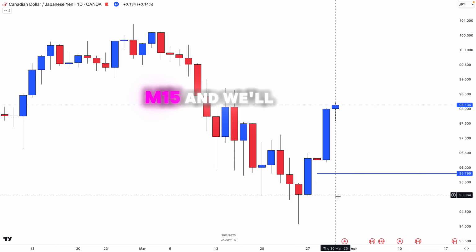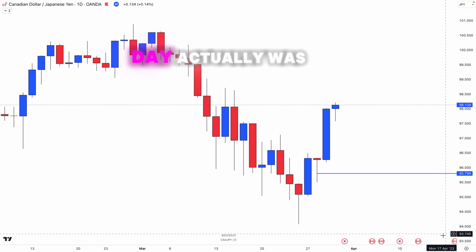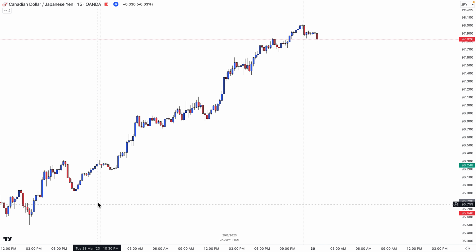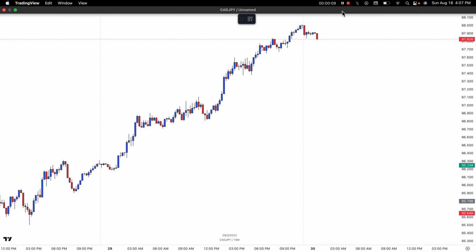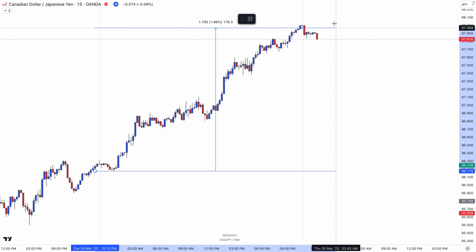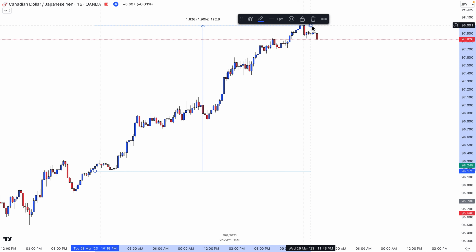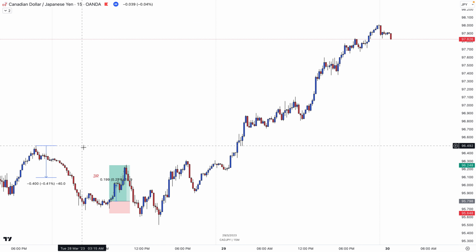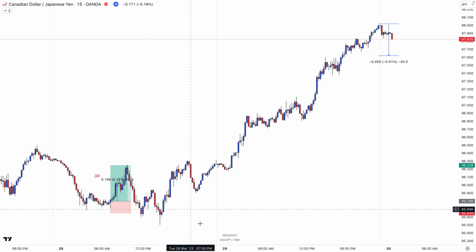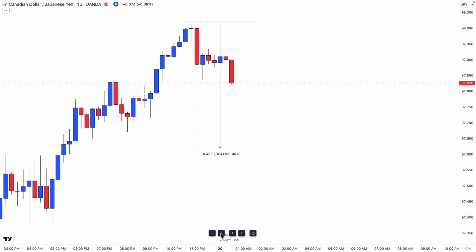Let's go to M15 and we see how that day actually was. Going to M15, you can see that the market has been going up, so this is way more than a 45 pip impulsive move. You can see it's 182. So we'll be waiting for a 40 pip retracement back for us to be looking for any entries. Let's get this here. We'll be waiting for 40 pips for us to be looking for any kind of trades.